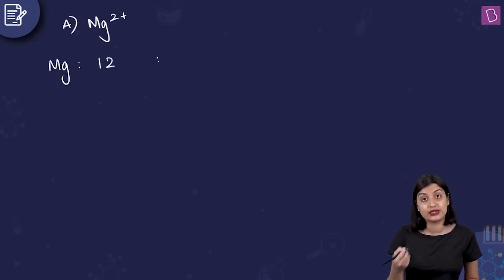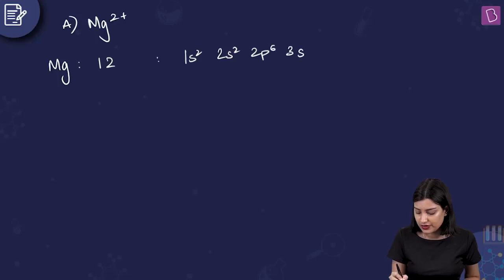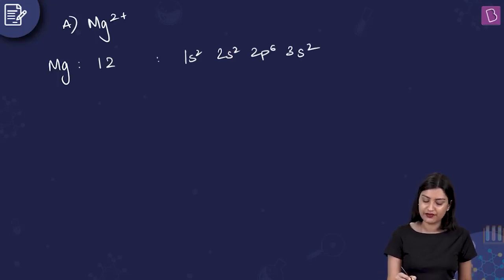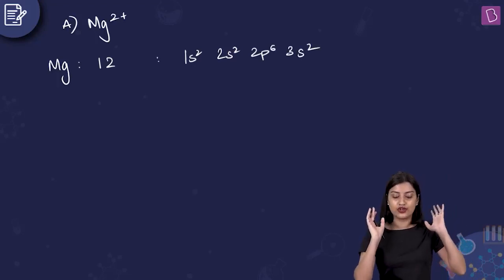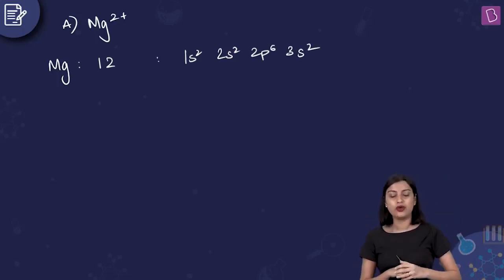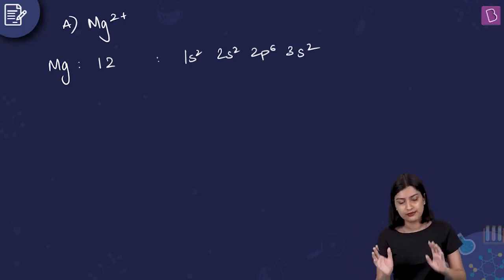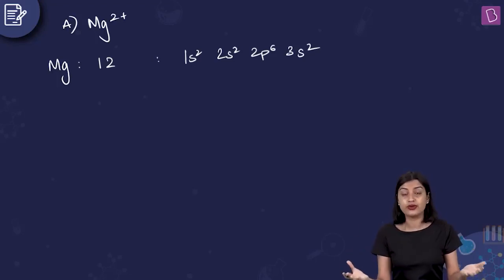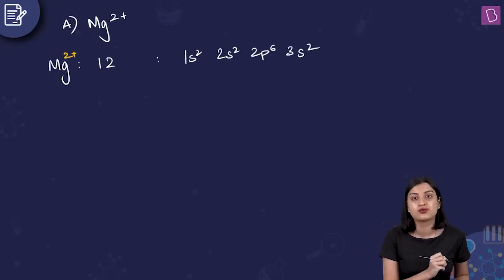So for this, let's write down the electronic configuration. You have 1s2, 2s2, 2p6, 3s2. How many do we have? We have 2, 4, 6 and 10. Okay, we have our 12 electrons sorted here. Alternatively, you could have just written neon core 3s2. Works, but I chose to write it like this. Anything is fine. Okay, so now for magnesium 2+, what happens?